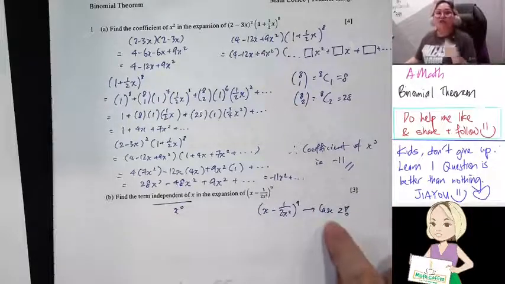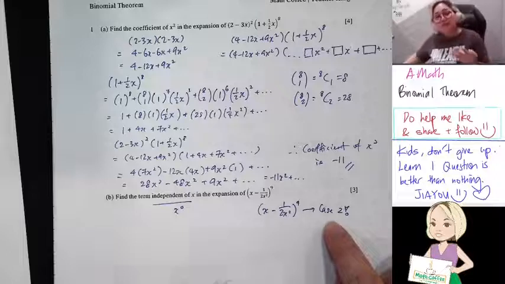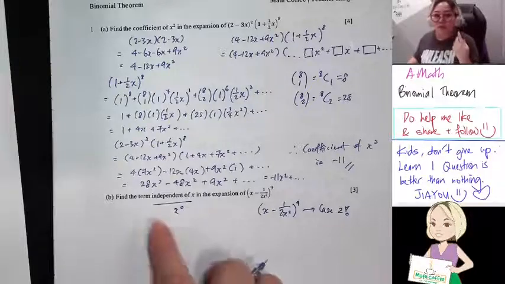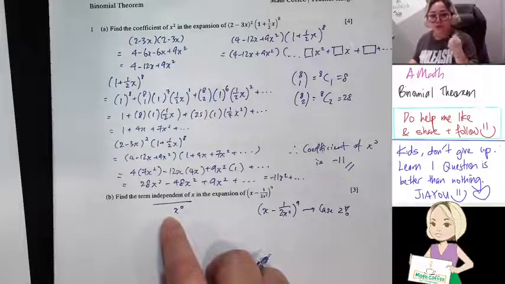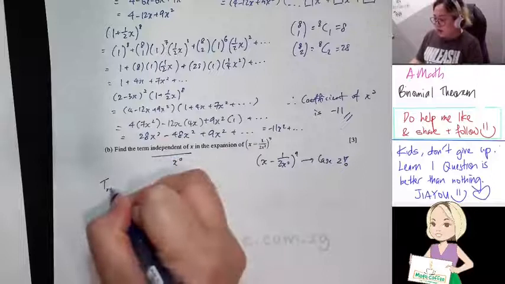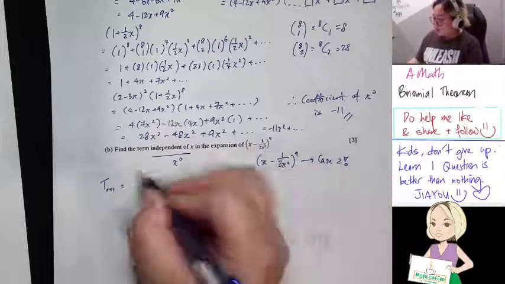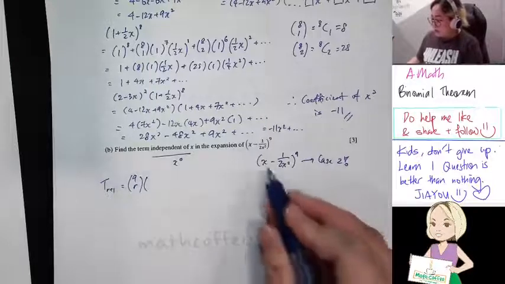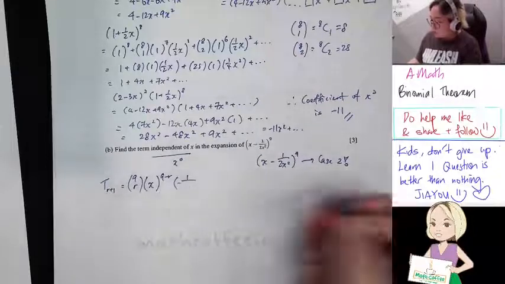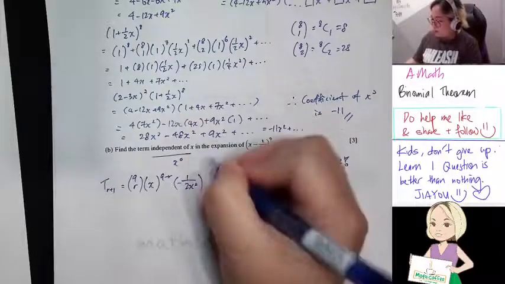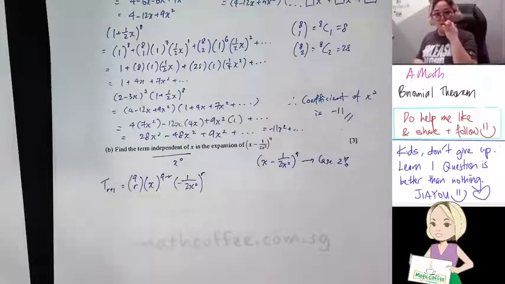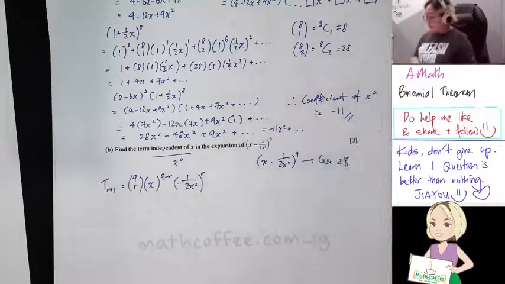So when it is case 2, it is not straightforward. We need to use the general term formula to find out what r we want in order to get the term that we want. So you use the general term. My general term is this. You will have to write t r plus 1 equals 9Cr, my a is x to the power of 9 minus r, my b is minus 1 over 2x squared, to the power of r. So this is my general term formula.